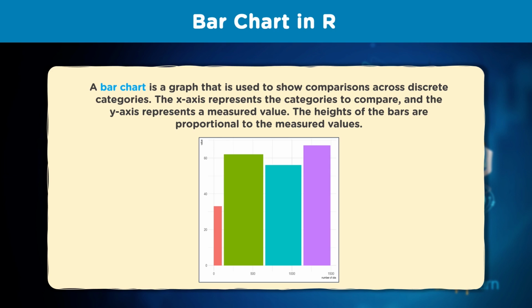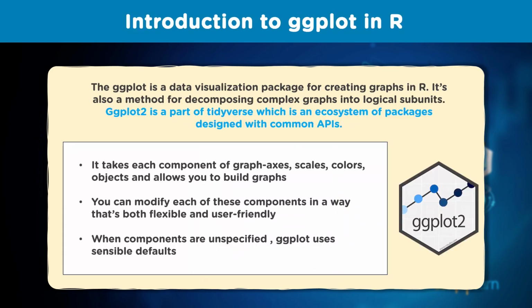Now, to create different kinds of charts, you can use ggplot, which is a package for creating graphs in R. It is basically a method of thinking about and decomposing complex graphs into logical subunits, and that is a part of the tidyverse ecosystem. So it takes each component of the graph, axes, you can give scales, you can give colors, you can give the objects, and you can build graphs on particular data. You can modify each of those components in a way that's more flexible and user friendly. If you are not providing details for the components, then ggplot will use sensible defaults, and this basically makes it a powerful and flexible tool.